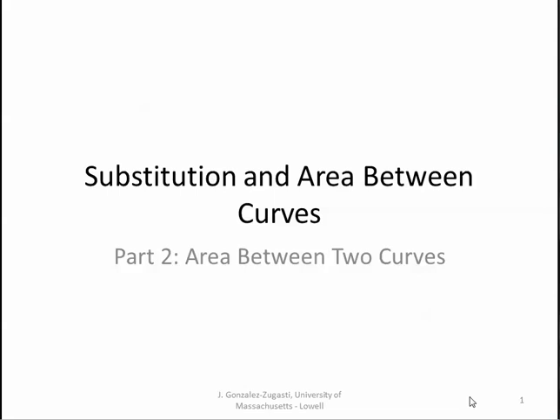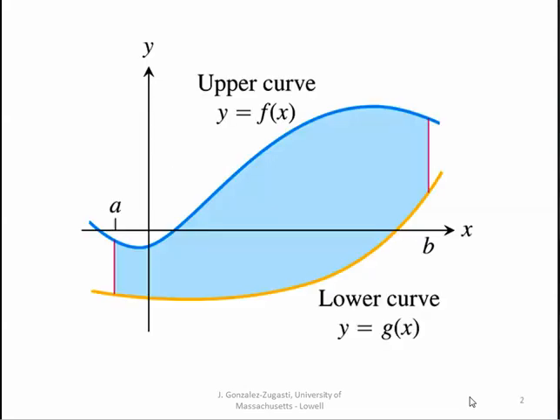Area between curves. So let's figure out how we can find the area between two curves. For example, suppose I have a function y equals f of x. We'll call that the upper curve because it's on top. And another function y equals g of x, we'll call that the lower curve because it's on bottom. And suppose we want to find the area between these two curves from the point x equals a until the point x equals b.